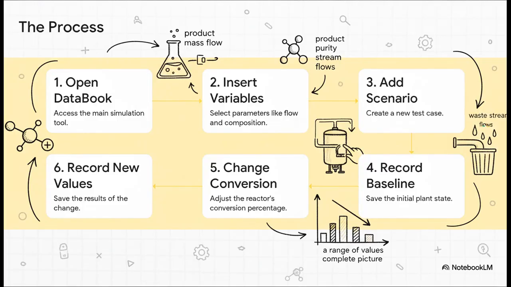Now, the way this works is actually pretty straightforward. First, we tell the software what we care about watching, things like the product's mass flow and purity. We record our starting point, our baseline. Then the fun begins. We manually go into the model and change the reactor's conversion rate. Let's say we drop it from 99.8% down to 80%, and we hit record to see what happens. We do this for a bunch of different values to build a really clear picture.